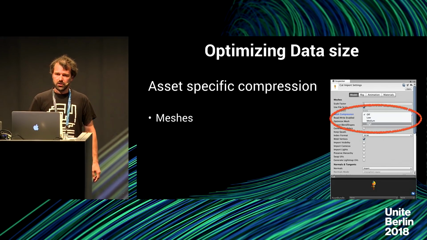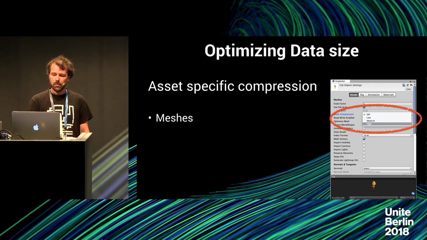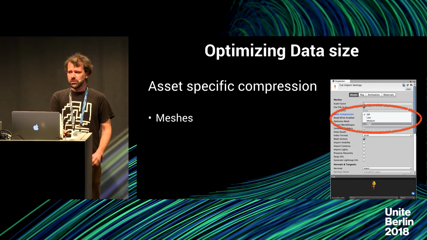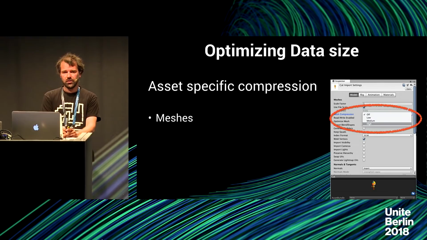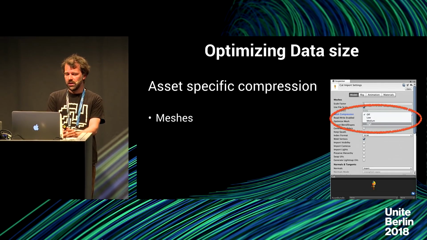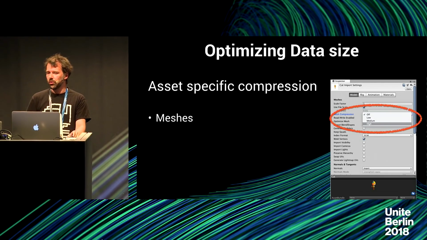In the mesh importer in Unity, there's a mesh compression pop-up. By default it's off, and it allows three different levels of compression. The mesh compression in Unity is pretty simple. It's just basic quantization of the mesh data, meaning that we just store your vertices and normals in a lower resolution.